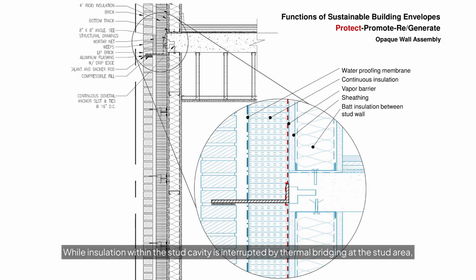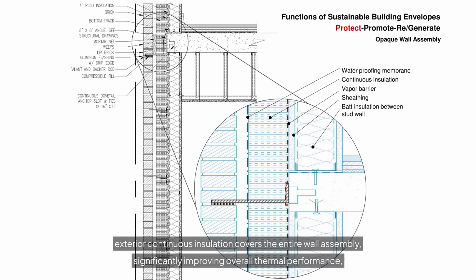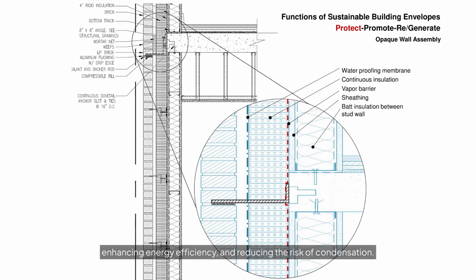While insulation within the stud cavity is interrupted by thermal bridging at the stud area, exterior continuous insulation covers the entire wall assembly, significantly improving overall thermal performance, enhancing energy efficiency, and reducing the risk of condensation.